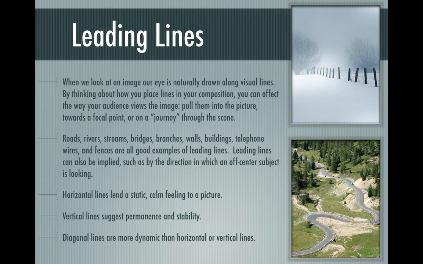So when we look at an image, our eye is naturally drawn along visual lines. By thinking about how you place lines in your composition, you can affect the way your audience views the image. So if I have a certain focal point out in the distance, if I think about different lines like rivers or telephone poles or a fence or a wall that lead the eye to that focal point, that would be a great example of how to better highlight that focal point or the emphasis.